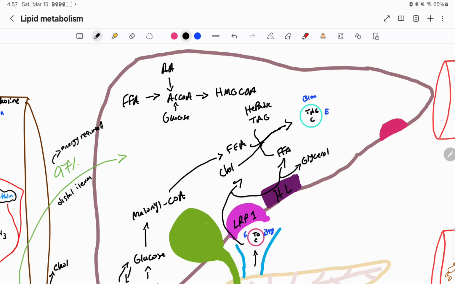But acetyl-CoA can be turned into HMG-CoA, all right? And the HMG-CoA, through the help of a specific enzyme, can be turned into mevalonate, and the mevalonate can be turned into squalene, and the squalene can eventually be turned into cholesterol. Okay? This cholesterol that I made right here, it can also be incorporated into that VLDL molecule. Okay? So that's from the endogenous pathway.